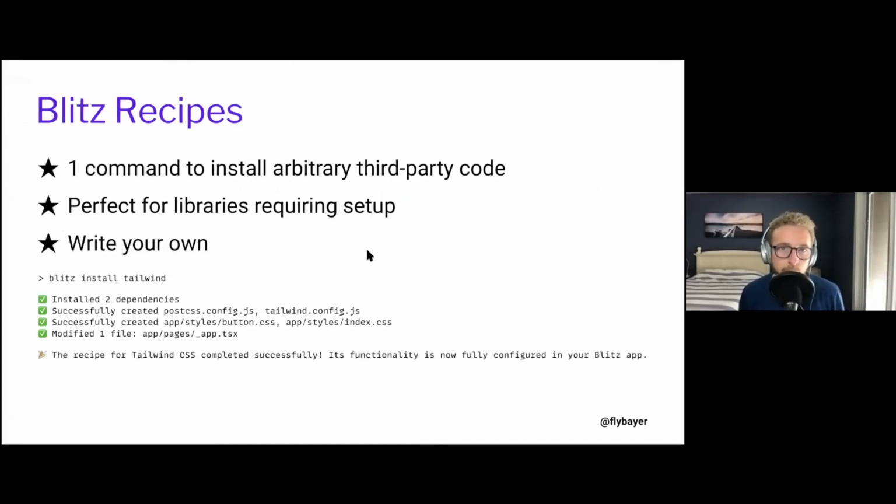All right, so let's move along. There's a few more things I want to show you that are really awesome in Blitz apps. So we have this thing called recipes. It allows you to install dependencies really easily in one step. So for example, you can run Blitz install Tailwind or Blitz install Chakra UI, Blitz install Material UI, and it'll set up all the dependencies and configuration for you automatically. So that's pretty cool. Check that out.